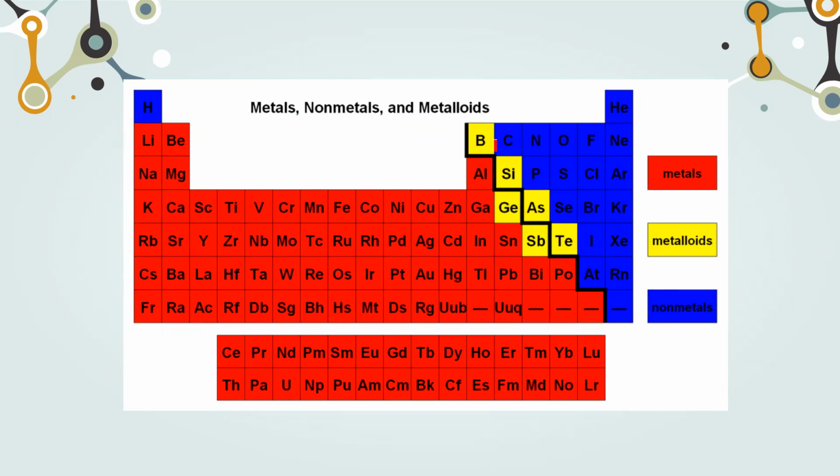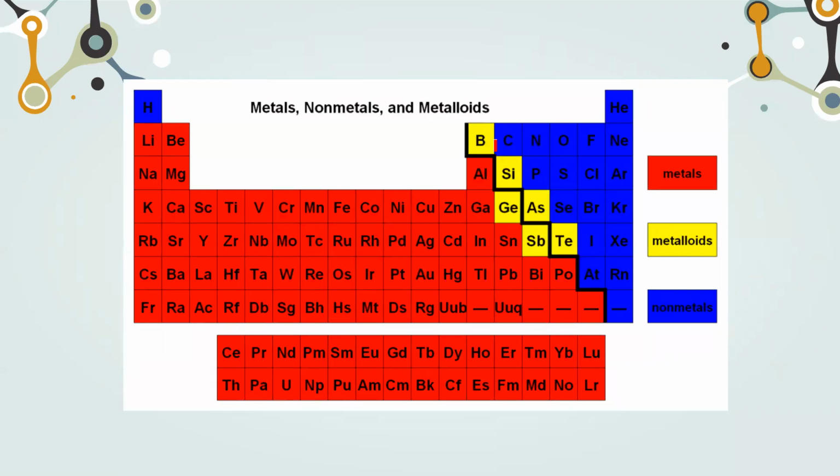Sir, Muhammad Ammar Minhas. Yes, Muhammad Ammar Minhas will answer. Sir, metalloids are those materials which have properties in between metals and non-metals. At higher temperature they are behaving like metals, and at lower temperature they behave like non-metals.